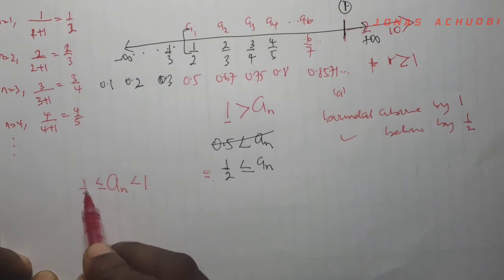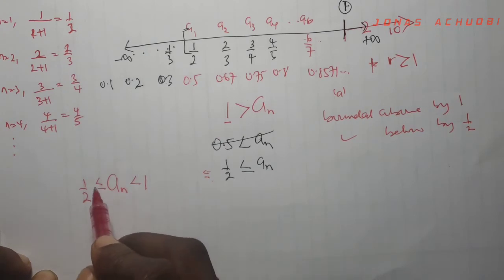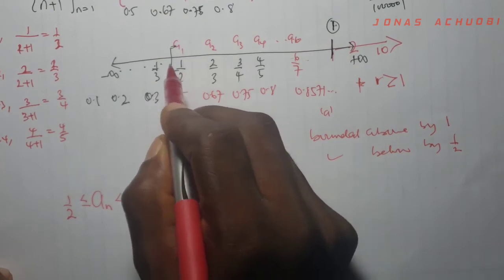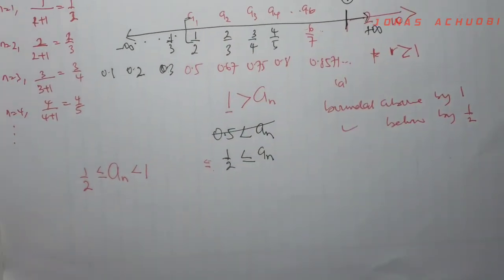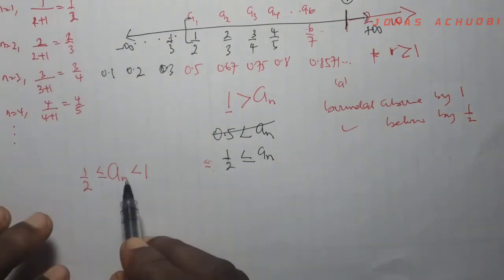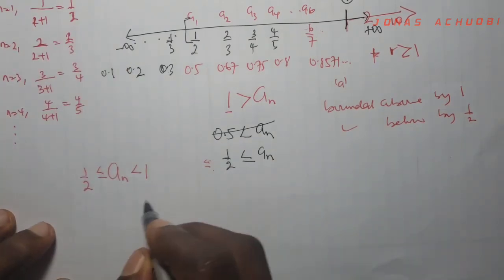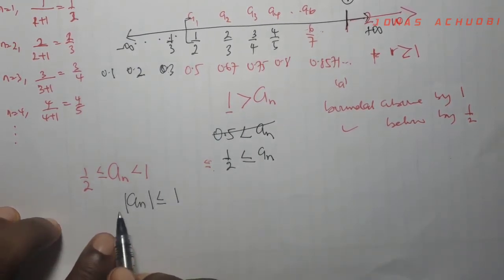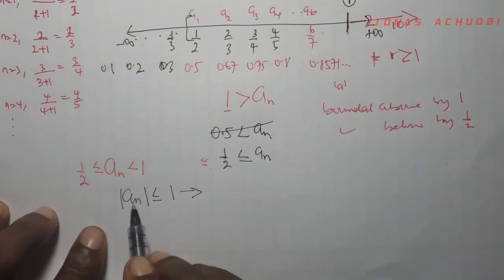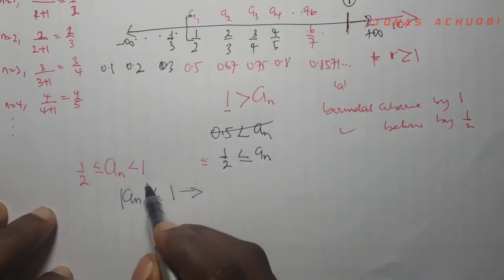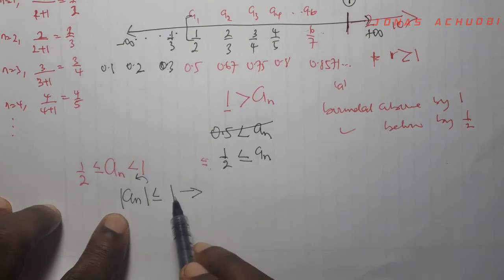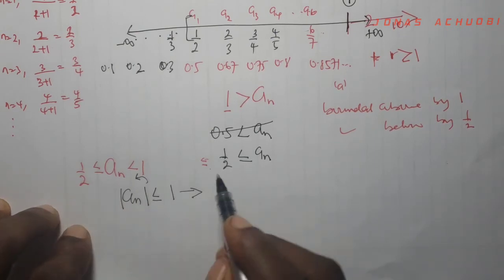Half is a lower bound because this half is smaller than or equal to every other term of that sequence. The inequality at the lower bound is less than or equal to because 1 over 2 is a term in the sequence. We can write this in another form that is shorter. Since the sequence a_n is bounded above by 1 and below by half, we can just write that a_n is bounded. When we see this in mathematics, this simply means that the sequence a_n is bounded. So this carries all the information you find here. This tells us that this sequence has an upper bound as well as a lower bound. I hope that is clear.